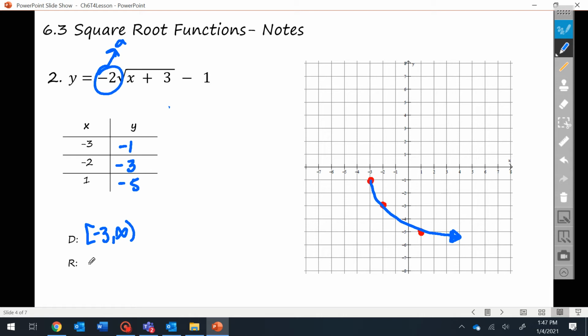The range, there is no lowest point because the arrow is pointing down. So if the arrow is pointing down, the lower boundary is -infinity because it's just going down. But it does have an upper bound on the y-axis, because if you follow the graph upwards, the highest point is -1. So -1 is the upper boundary. So the range is from -infinity to -1, including -1.